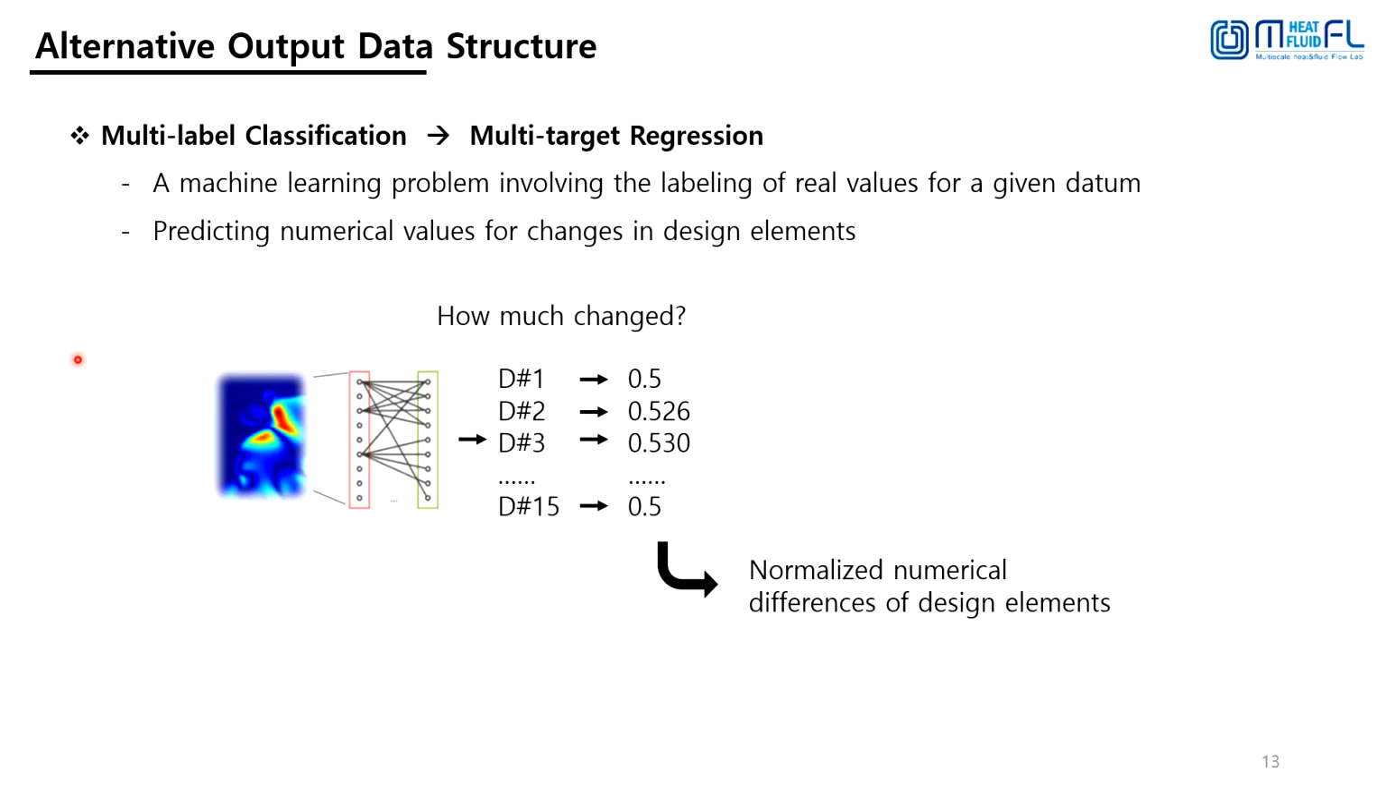Next, I'll introduce an alternative training approach, multi-target regression. Unlike classification's 0 and 1 predictions, here the focus is on predicting numerical changes in design elements. The goal is to estimate the actual numerical differences in design elements between two vehicles. These normalized differences served as the output data.